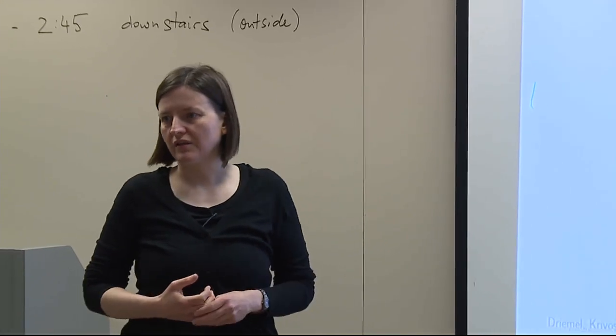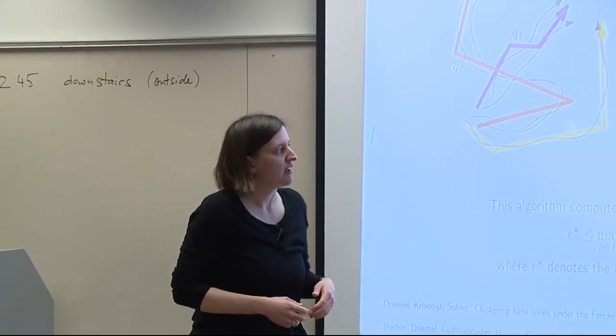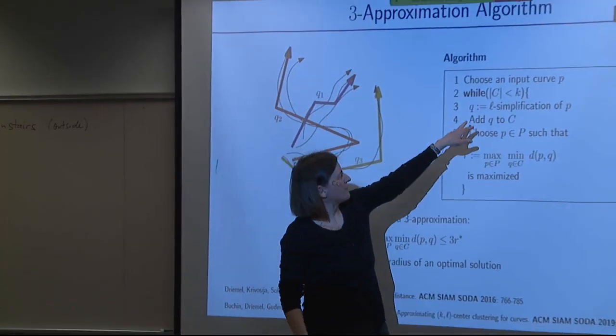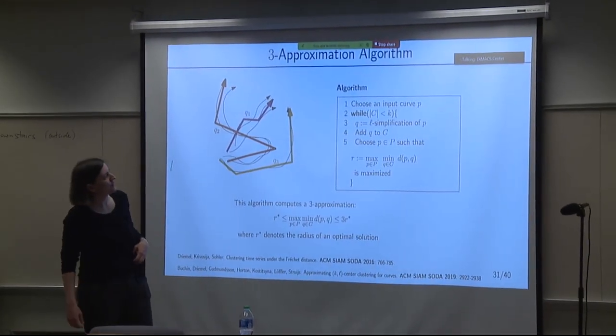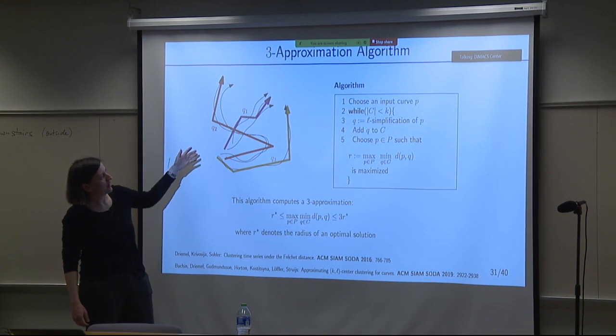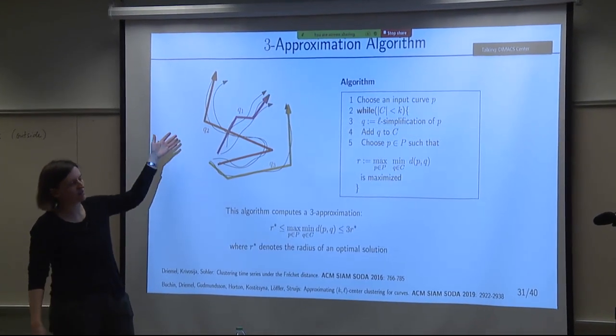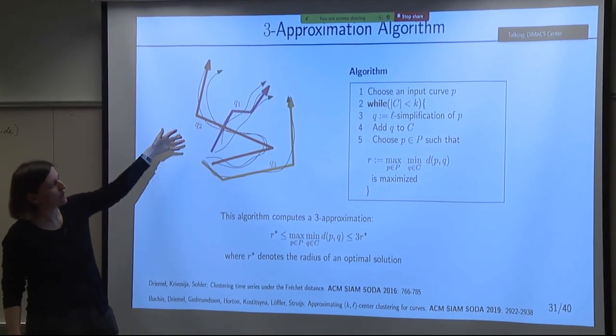We cannot take these centers from our input set, but we can just use simplifications. We used simplifications already in the previous talk. So an L simplification is a curve with L vertices that has minimum Fréchet distance to my input curve. So instead of P, I pick the L simplification for P. That's my first center, so some input curve.